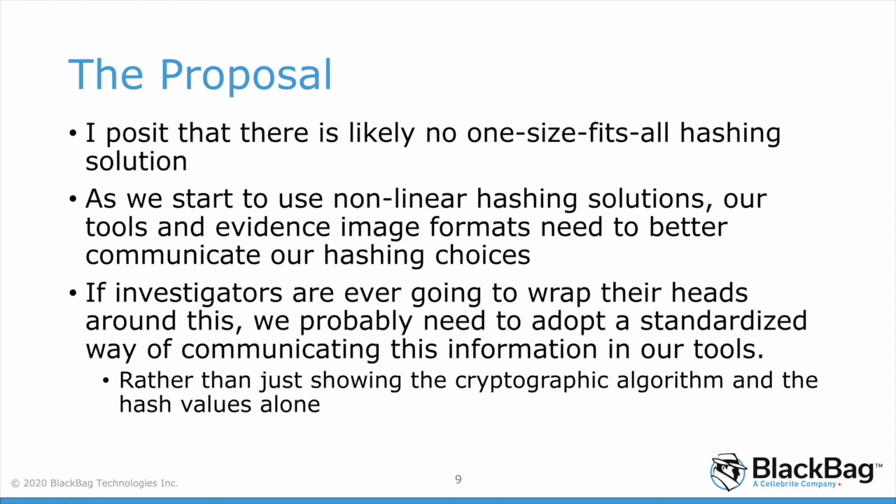If investigators are ever going to understand this, they're going to want to know, I'm used to just seeing SHA-256 and some bytes. I know what that is. Now if I'm seeing something else, we probably all need to be showing the users the same thing. We need to adopt a standardized way of communicating this information in our tools, rather than just showing the cryptographic algorithm and the hash values alone, and then the investigator has to guess, is this a linear hash, is this a data hash, is this an image hash?